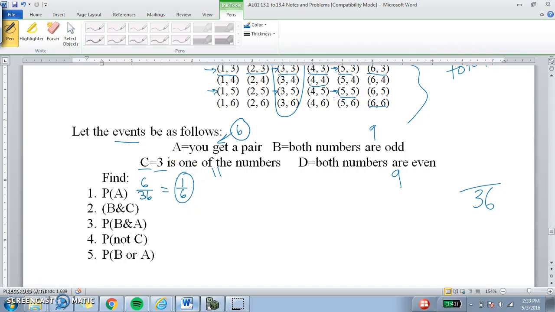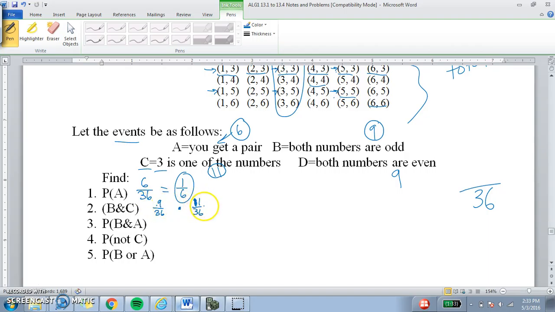Now we get into the multiple events. What's the probability of B and C happening? We talked about how whenever we have an and situation, we're always going to find the individual probabilities and then multiply them. The probability of B happening is 9 ways out of 36. There are 9 ways that event B could happen, and there are 36 total possibilities. And then I'm going to multiply that by the 11 ways that C could happen out of 36 total ways. 11 out of 36.